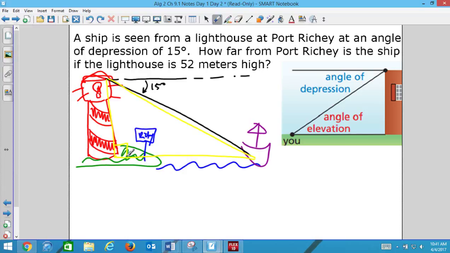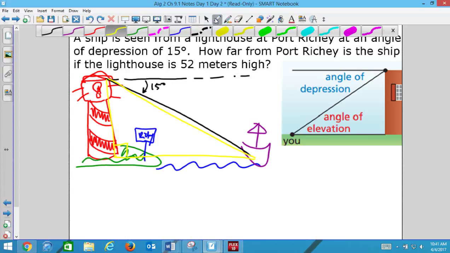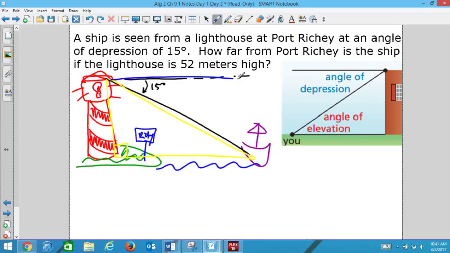Question? Alternate interior angles? Oh my gosh, gold star for that terminology, yes. So we have parallel lines and a transversal from geometry, these are alternate interior angles, so this one is also 15 degrees. So now the 15 is inside the triangle. And then I also missed that 52 meters high is over here.